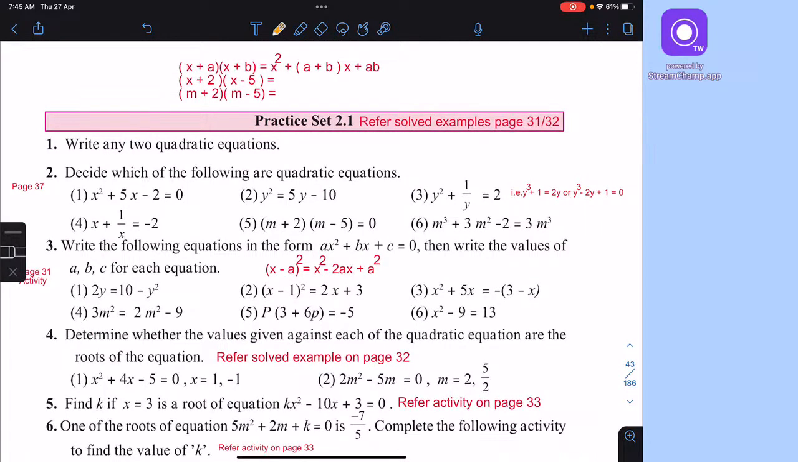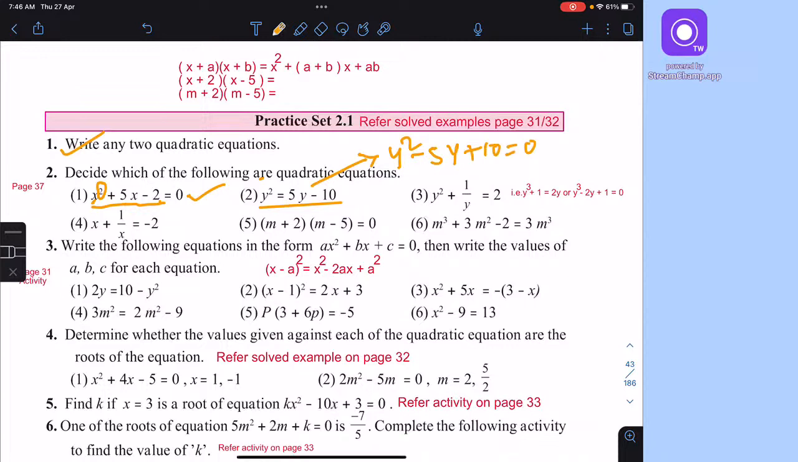Write any two quadratic equations. You can write like this: x square plus 5x minus 2 equal to 0, y square is equal to 5y minus 10. Like that you can write. These are quadratic equations. Decide which of the following are quadratic equations. So here you will find that in x square plus 5x minus 2 is equal to 0, x is the only variable and the highest degree of x is 2, so it is a quadratic equation. In y square is equal to 5y minus 10, this can be written as y square minus 5y plus 10 is equal to 0.